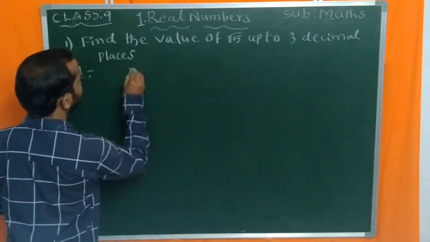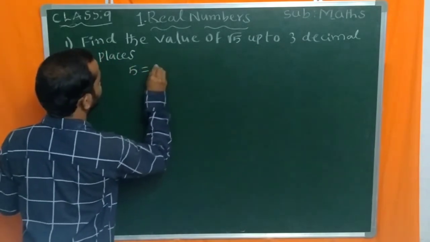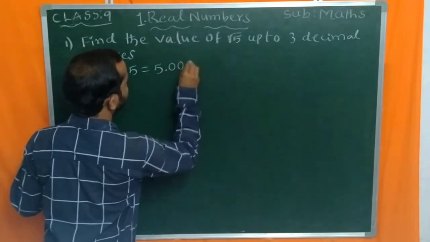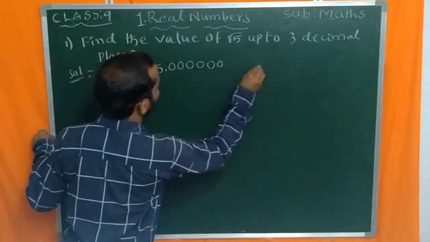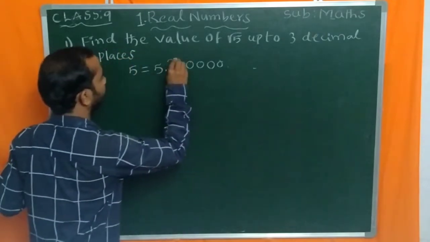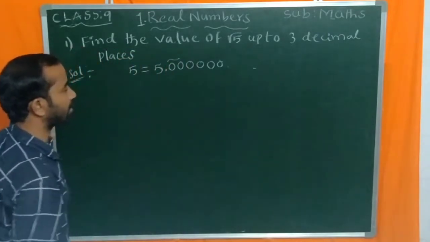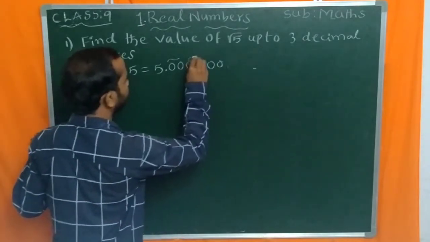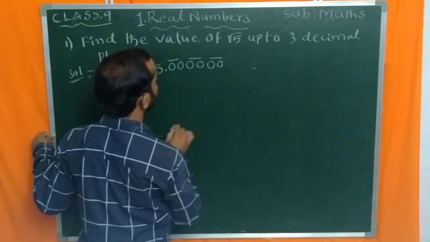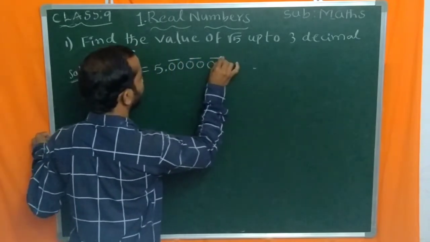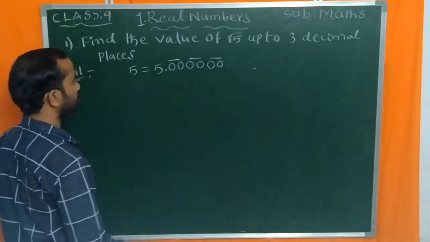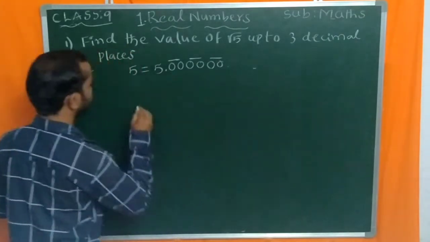First of all, 5 is written in decimal form: 5.0000 and so on. Every two zeros we can take as one pair. This is one of the groups. So every two zeros is one group, and we can put a bar over it. Every one group equals one bar. Okay, so next step.